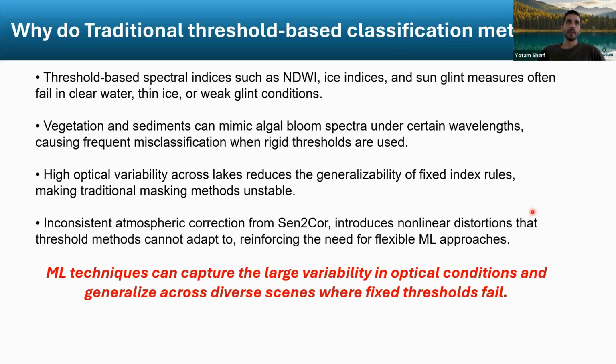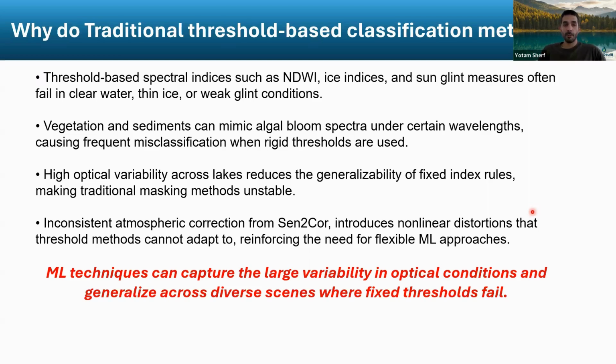And why do they fail? Because threshold-based spectral indices such as NDWI, ice indices, and sunglint, which are often used in those studies, fail in clean water, in thin ice, or weak glint. These are subtle scenes that display small deviation from clean water spectrum. And they fail because they don't capture a small deviation. We also have vegetation and sediments, which are very good at mimicking algal bloom spectrum. And under certain wavelengths, they cause infrequent misclassification.